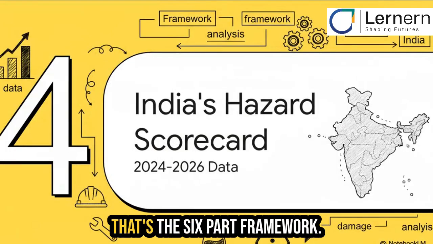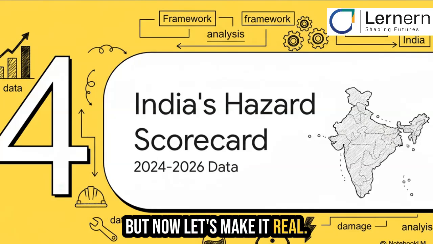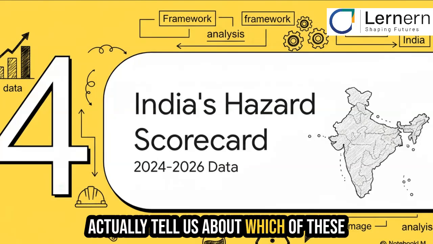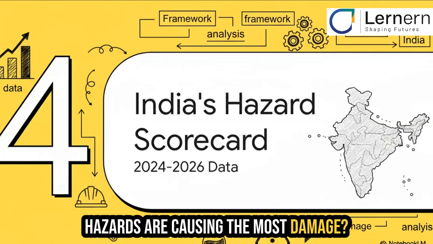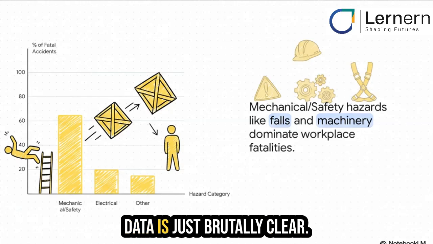So there you have it. That's the 6-part framework. That's our map. But now, let's make it real. Let's apply it. What does the recent data from India actually tell us about which of these hazards are causing the most damage?